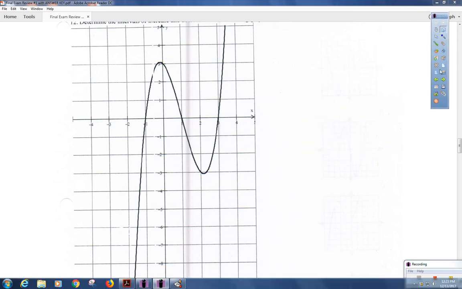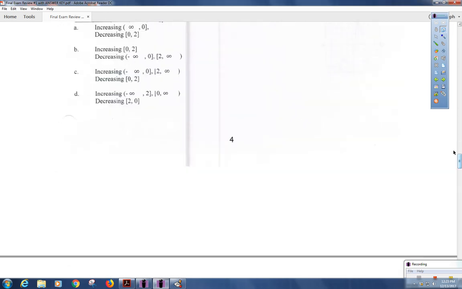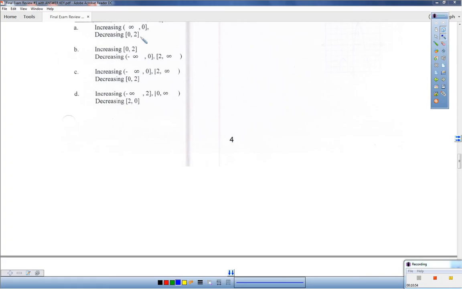So let's see if it's decreasing from 0 to 2. Decreasing from 0 to 2 is decreasing. Nope. Yep. Nope. Alright, and we said it was increasing from negative infinity to 0, so nope, so it has to be C. And then from 2 to infinity, so it's C.